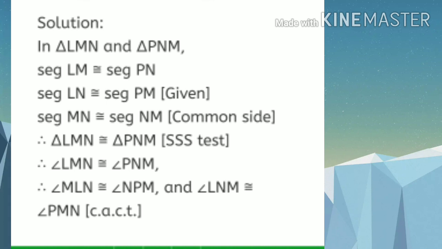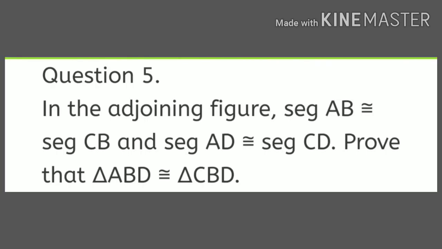As the triangles are congruent, then the remaining parts are also congruent. So here the remaining parts, all the three angles of these two triangles, are congruent, as the triangles are congruent. Question number 5 of practice set 3.2.